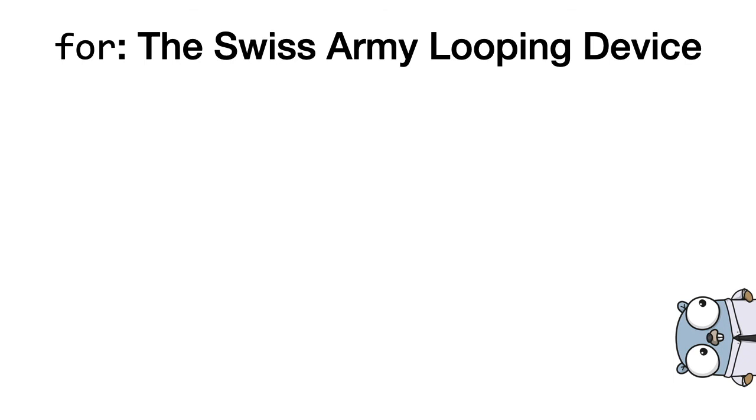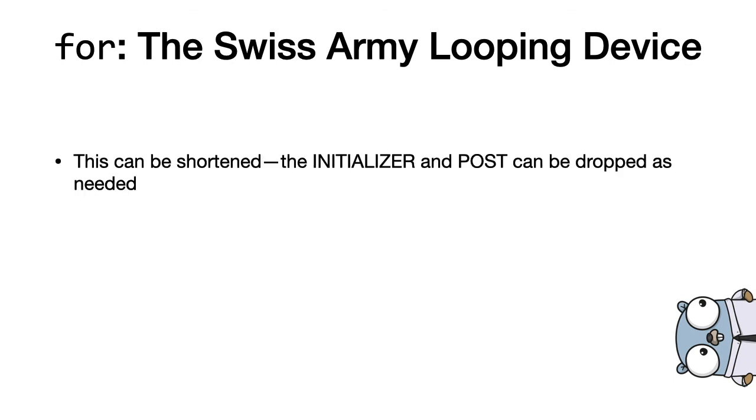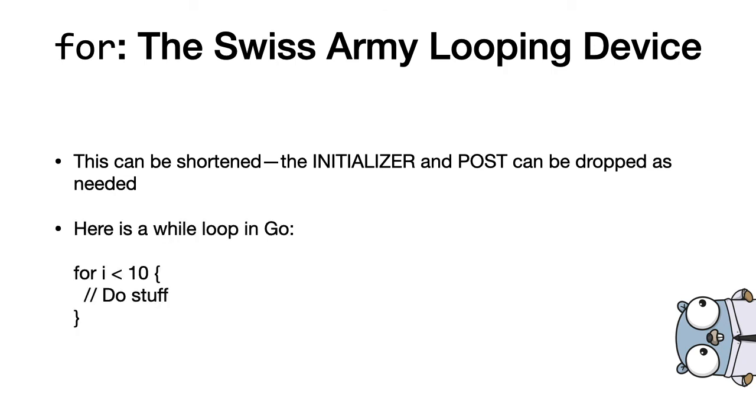Now, you can shorten the for statement. The initializer and post can actually be dropped if needed. So if you just wanted to do a while loop, you can do it like this: for i < 10, where we've dropped the initializer and the post. And in fact, if you just want an infinite loop, you can just write for and then an open brace, and that will simply give you an infinite loop that goes until it breaks.